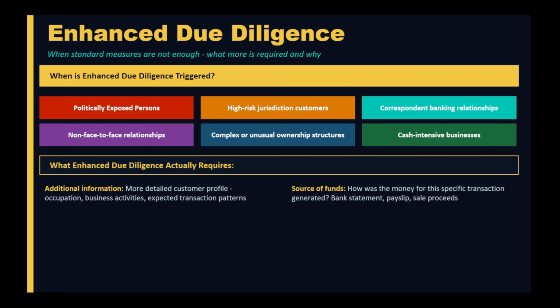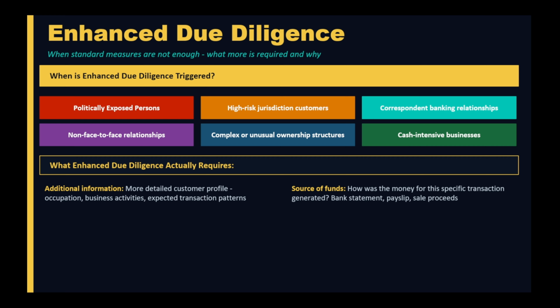The next thing is source of funds. How was the specific money being used in this transaction or relationship generated? A bank statement, payslip, sale contract, loan agreement? The answer must be verified, not simply stated by the customer.